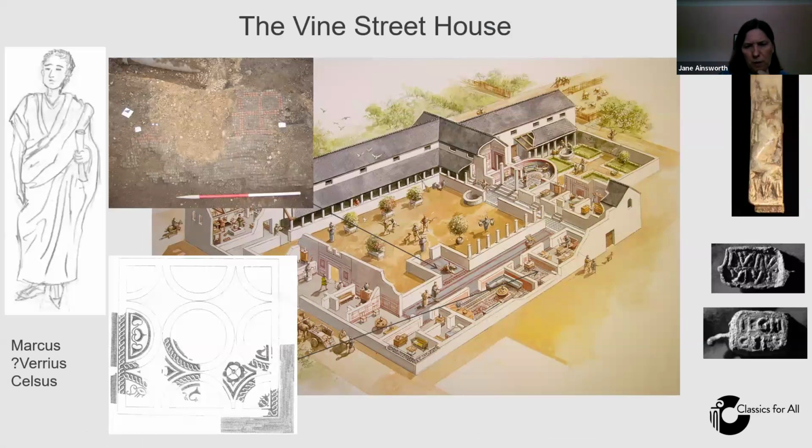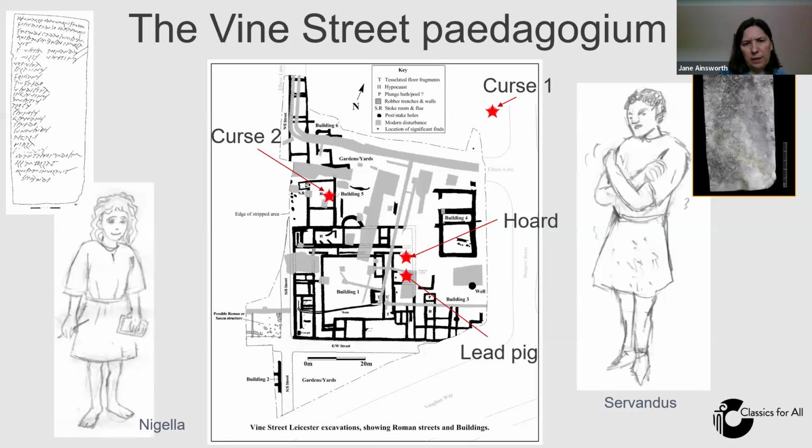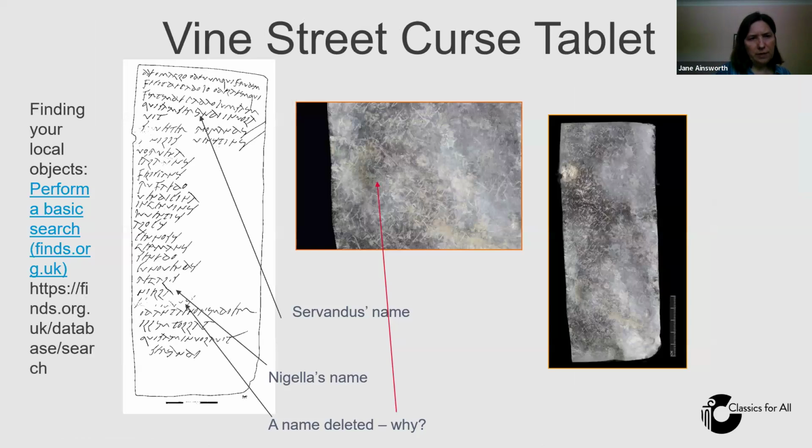Marcus is our centurion, and we know that from the seal impressions on the right-hand side of the screen there, that he served in a couple of Roman legions. And we think that these lead seals were found in this major townhouse in Vine Street, from which we have the curse tablet that you can see at the top right of the screen there. And this curse tablet, again, when you start asking questions about who made it and which language it was written in, is written in Latin.